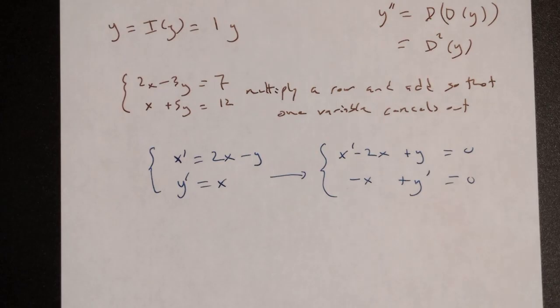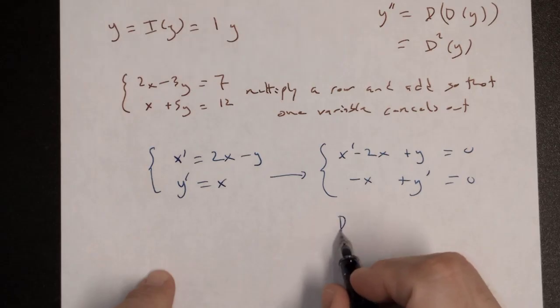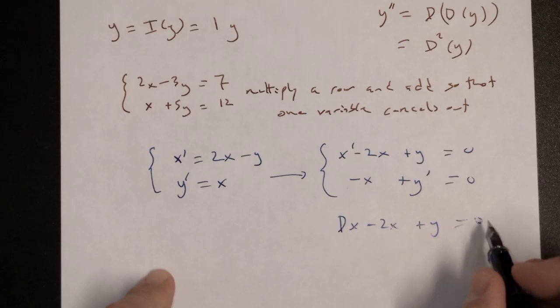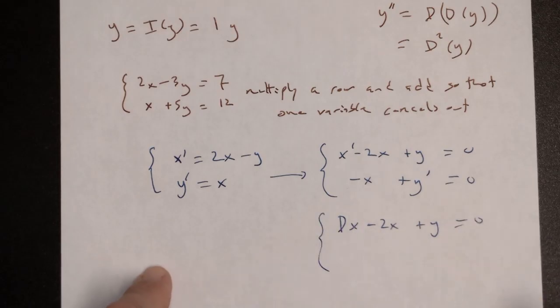Wait a second. Operator notation. I did say I wanted to do operator notation. So I'm doing operator notation. x prime becomes, only I'm just going to write dx, right? D is like being multiplied here. It's operating on, but I'll write dx minus 2x plus y. And what about the second equation?